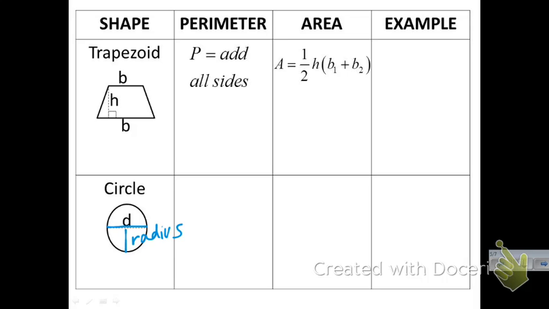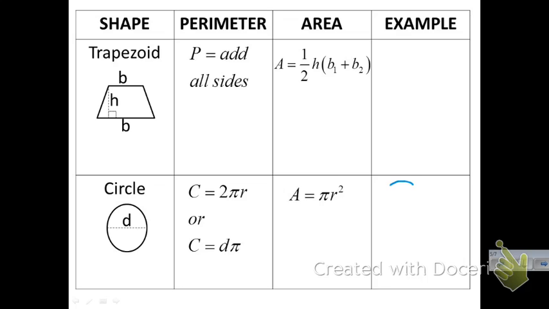Sorry about that interruption. Okay, so instead of calling it perimeter, we call it circumference. It's the same idea. It's all the way around the circle. And we have 2 formulas. We can either take our diameter times pi, or we can take 2 times r times pi, because 2 times r is the same as the diameter. Our area is pi r squared.